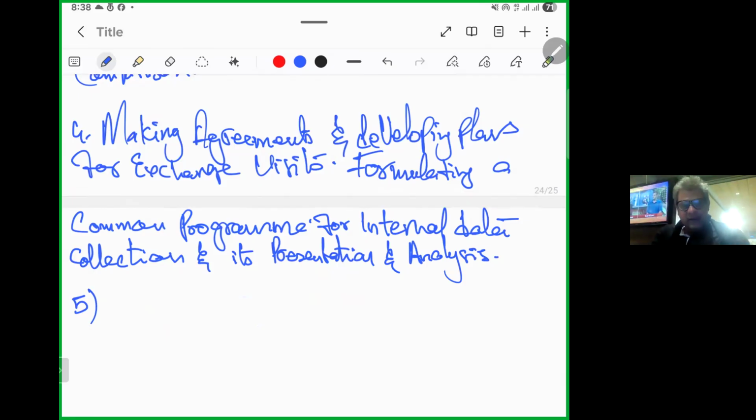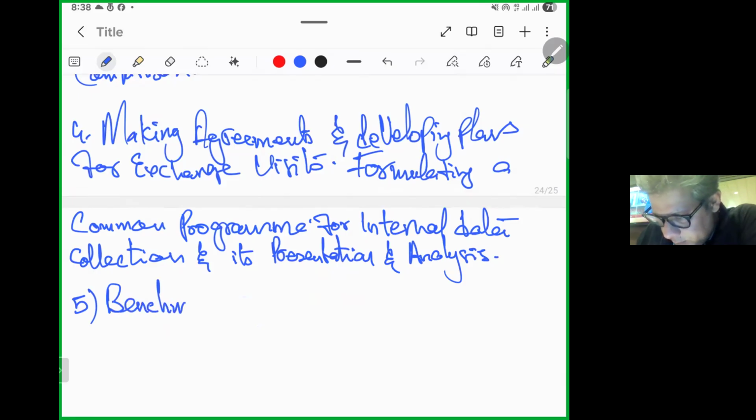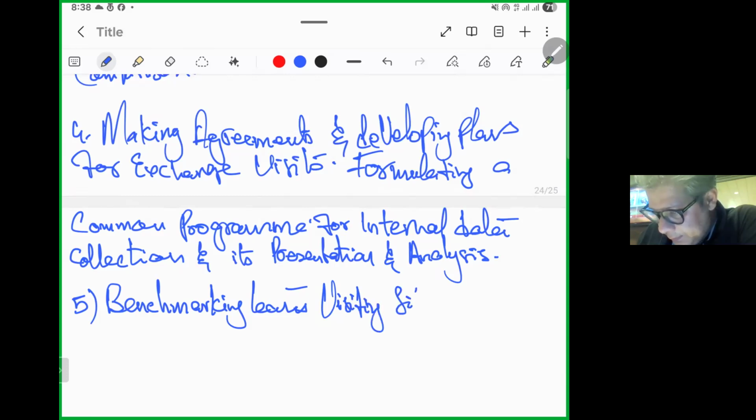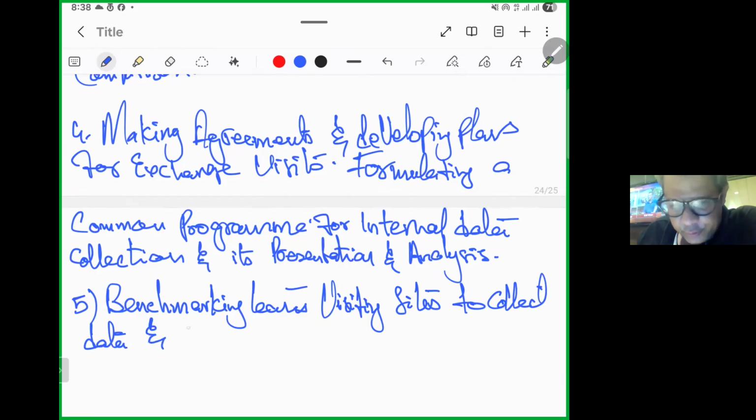Benchmarking teams visiting sites to collect data and ensure comparability.